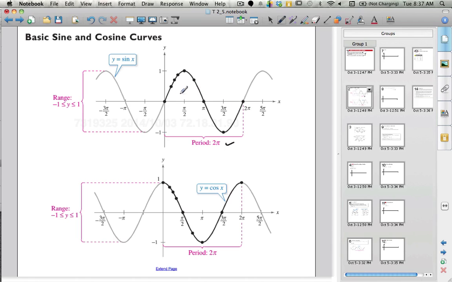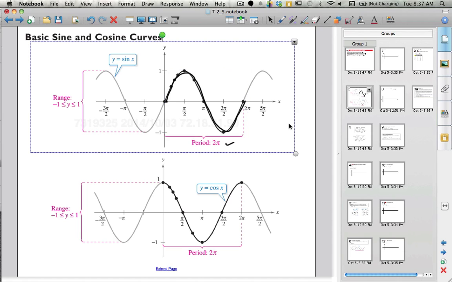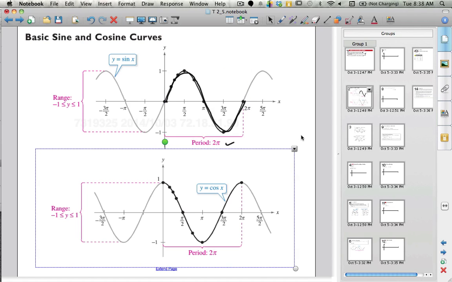So this period, essentially, if I trace the period, you can see that this period repeats going in either direction. So the period is the section that will basically just repeat on and on as we go right to left toward positive and negative infinity for our x values.